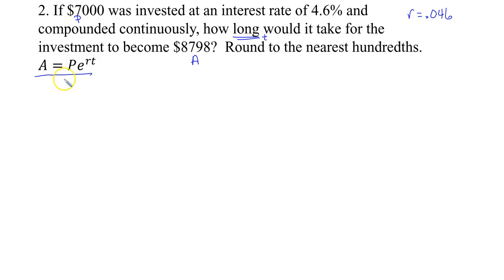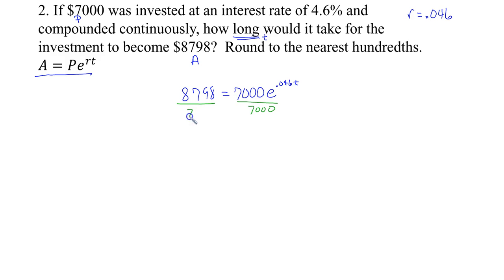So let's take this equation and plug in all of the pieces that we know. So we know that 8,798 is equal to 7,000 times e to the 0.046 t power, and that's where we'll start. The first thing we need to do is get e to the 0.046 t power by itself. So that means we're going to divide both sides by 7,000.